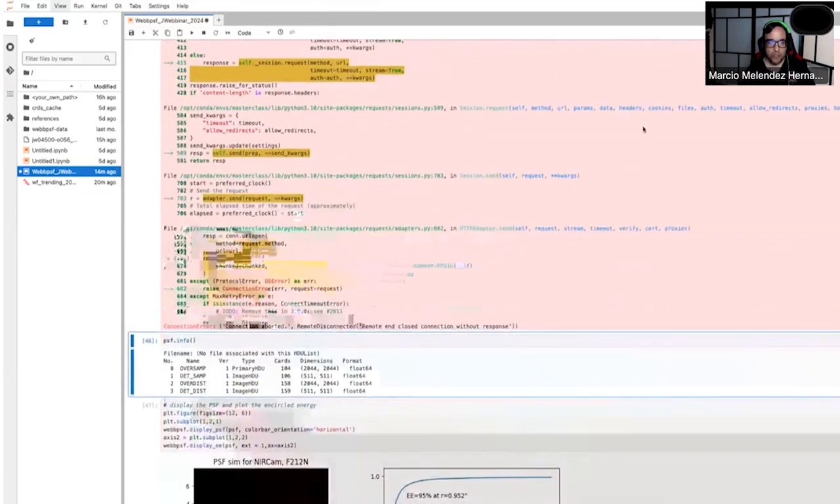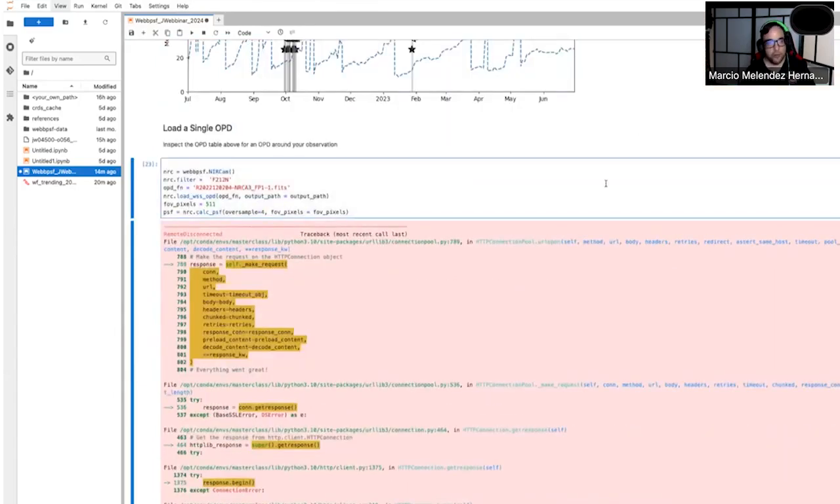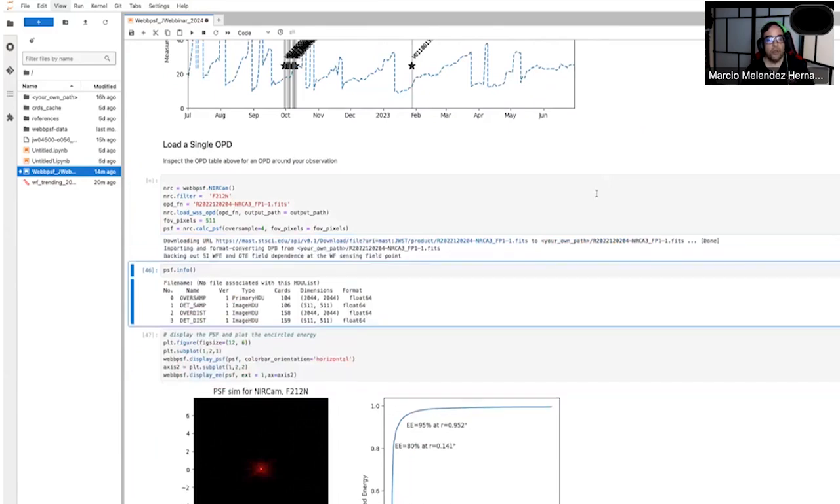Oh, I have a remote disconnect sometimes. I have had this in the past, and this is particular to this platform. Okay, I just reran that cell again.